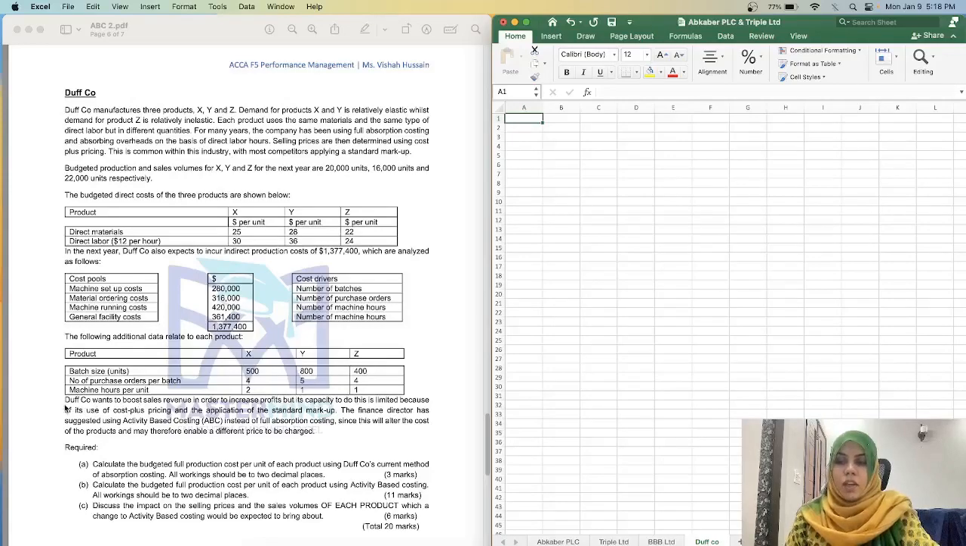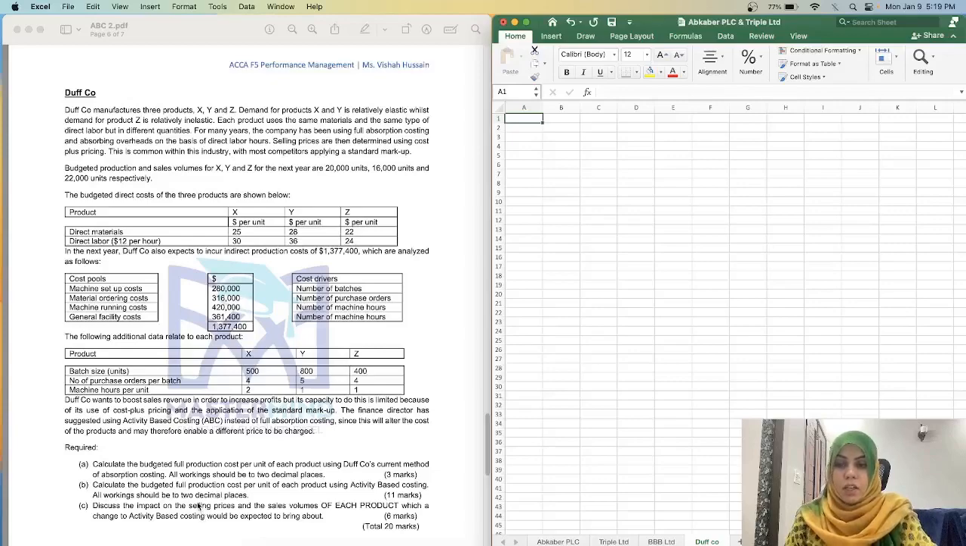Now they've mentioned Duff Company wants to boost sales revenue in order to increase profits, but its capacity to do this is limited because of its use of cost plus pricing and the application of the standard markup. The finance director has suggested using activity-based costing instead of full absorption costing, since this will alter the cost of the products and may therefore enable a different price to be charged. So the requirement is to calculate the budgeted full production cost per unit of each product using Duff Company's current method of absorption, and then you do the same for ABC as well.